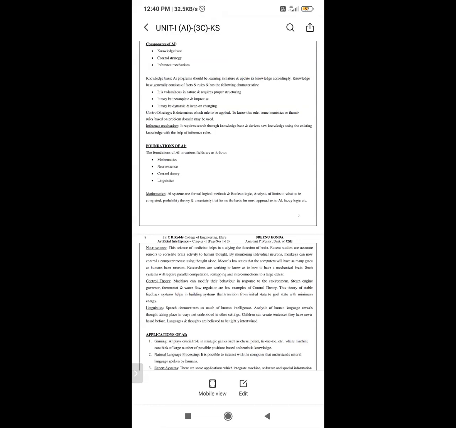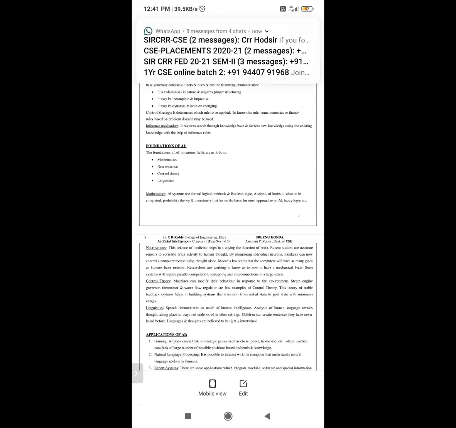So, coming to the third one, control theory. Machines can modify their behavior in response to the environment. Some examples of control theory are steam engine governor, next thermostat, and water flow regulator.